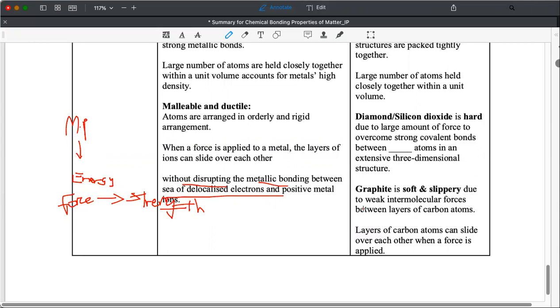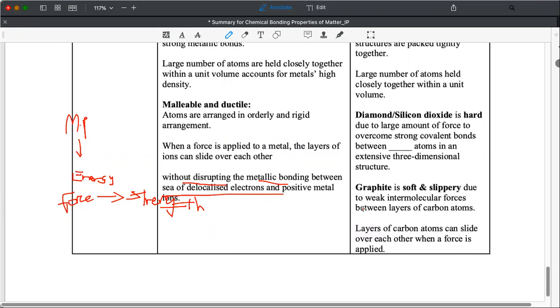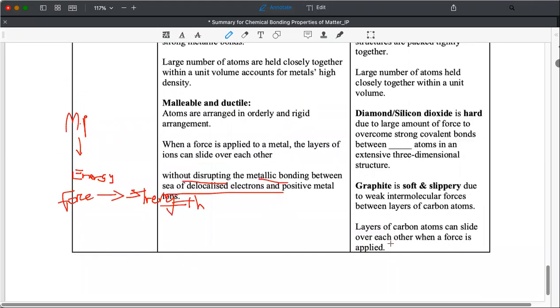For graphite, they are soft and slippery because of the weak intermolecular force between the layers. So the layers of carbon atoms are able to slide over each other easily when a force is applied. The words 'when a force is applied' are important. Sometimes students may forget to mention this.